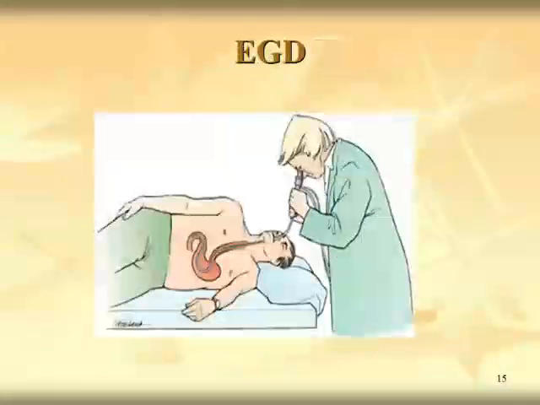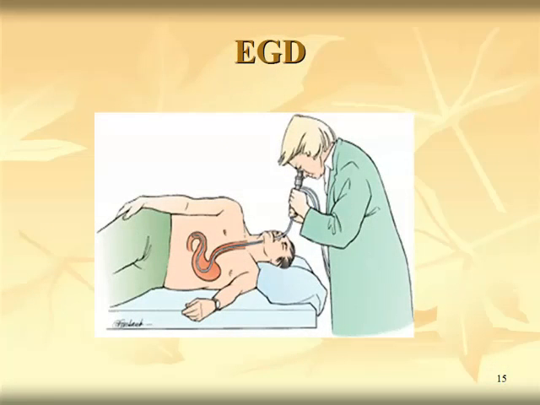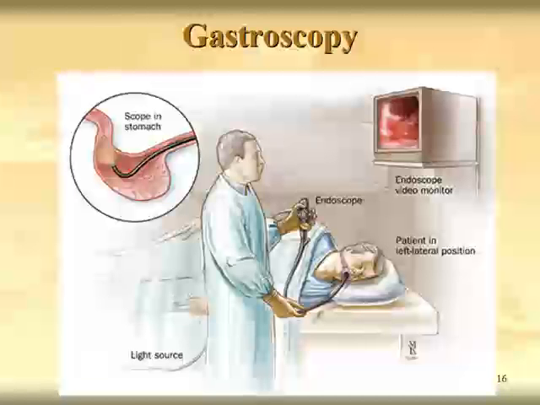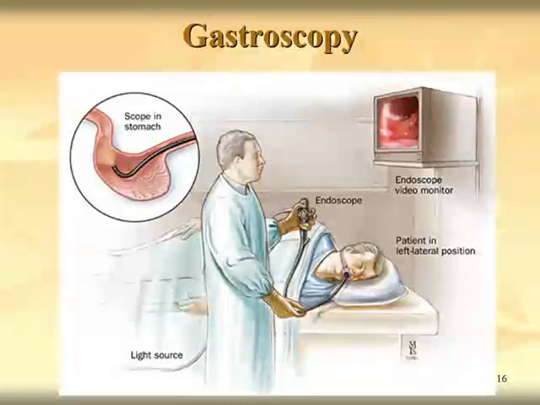This is an example of what an EGD would look like. The patient is typically positioned on the left side because that gives better visualization of those structures as it goes through the esophagus, the stomach, and then down to the duodenum. A gastroscopy would simply be where they're scoping to look only into the stomach area, and could look for different types of abnormalities. And as you can see, the physician would be looking at the endoscope video monitor to be able to see exactly what's going on inside the patient as they scope them.